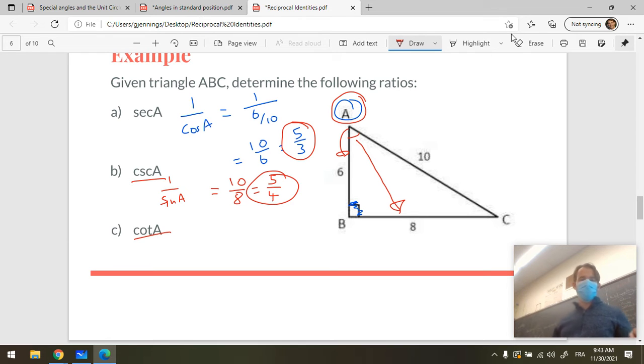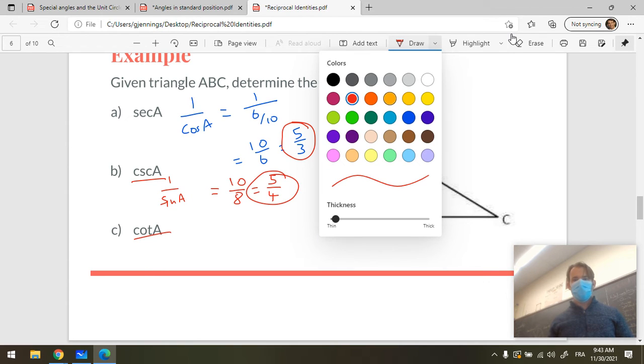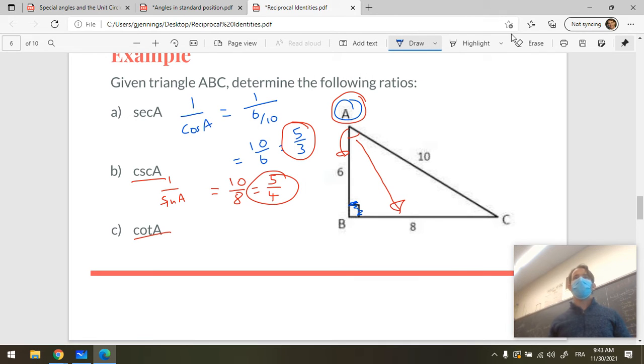So what's the cotangent of A? Did you say 6 over 8? Yeah, 6 over 8. Good. Adjacent over opposite is cotangent. So it's just tangent flipped. Tangent is opposite over adjacent. Cotangent is adjacent over opposite. So we say 6 over 8, which is 3 over 4. There's cotangent, 3 over 4.